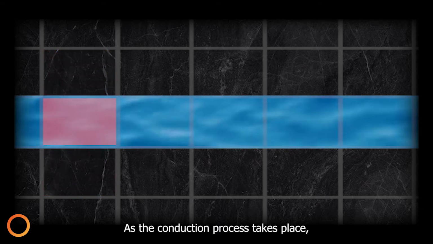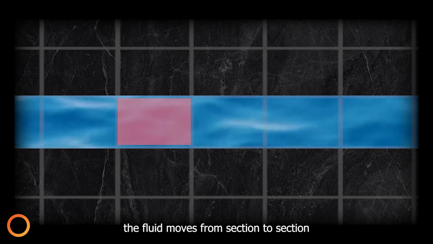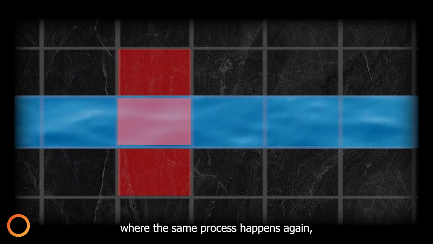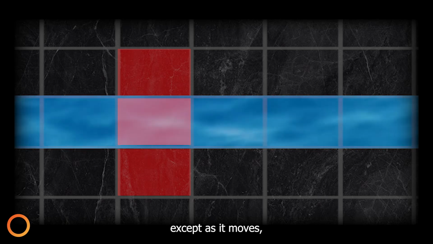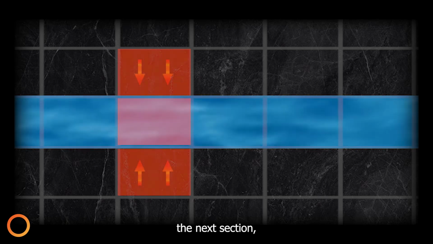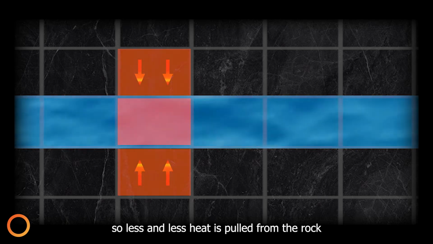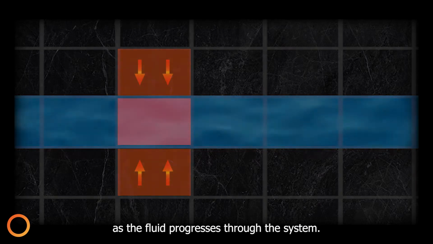As the conduction process takes place, the fluid moves from section to section where the same process happens again. Except as it moves, the fluid is hotter as it reaches the next section, so less and less heat is pulled from the rock as the fluid progresses through the system.